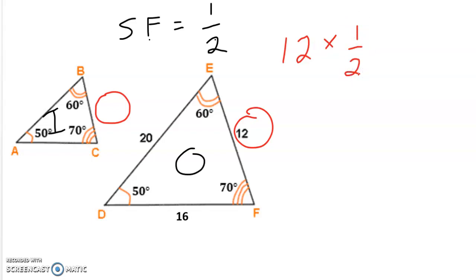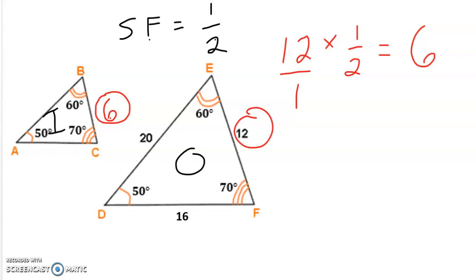If you have trouble multiplying a whole number times a fraction, you can always put the whole number over 1 and multiply straight across. So 12 times 1 would be 12, and 1 times 2 would be 2, so you'd have a fraction of 12 over 2. But I'm going to skip writing that down and just do it in my head. 12 times a half, or half of 12, would be 6. So this side here is 6. Sometimes the scale factor actually shrinks the shape down.